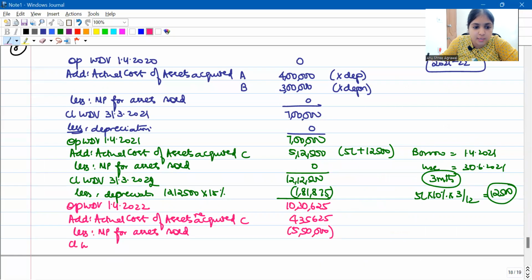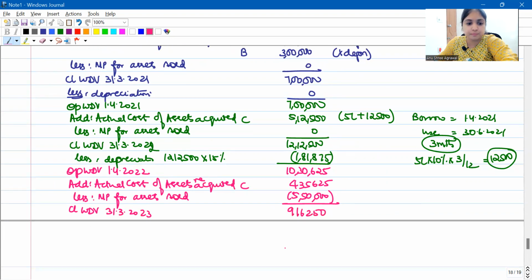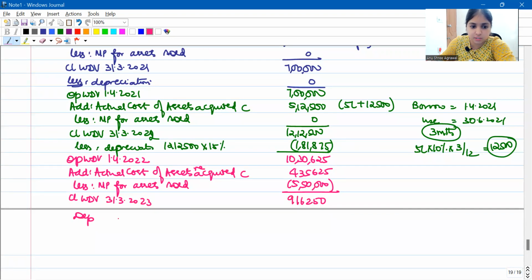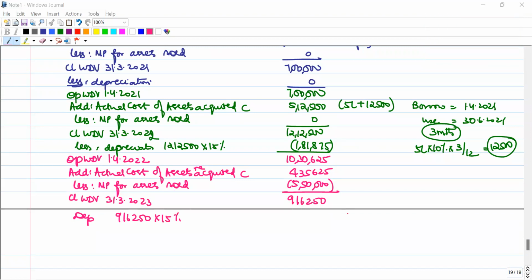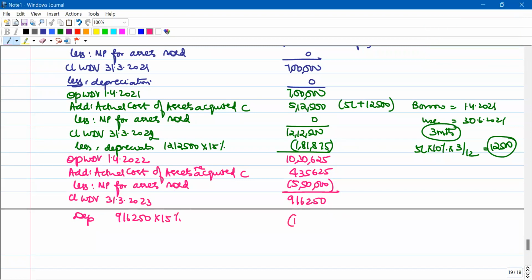Okay, so guys, now what is the closing WDV on 31st March 2023? The closing WDV will be 10,36,250 plus 4,35,625 minus 5,50,000, which is 9,16,250. On this, we will calculate depreciation. 9,16,250 into 15%. That is going to be 1,37,437.5, let us say.